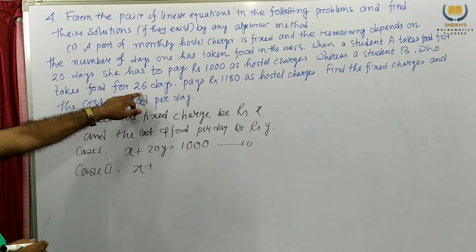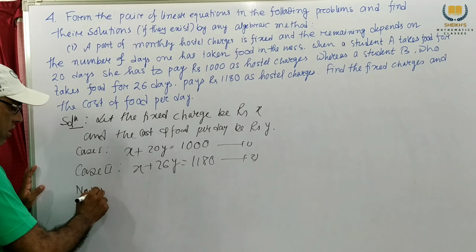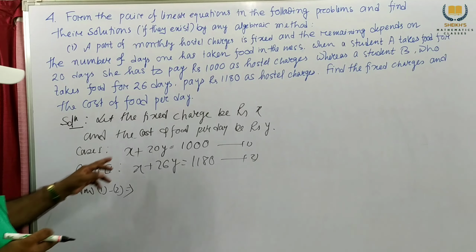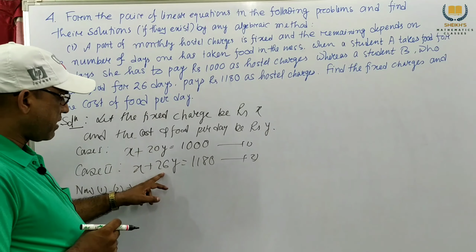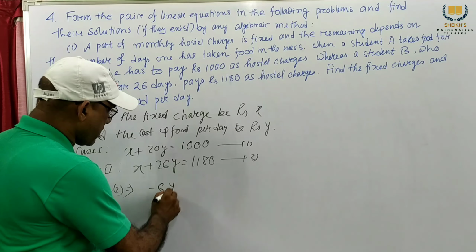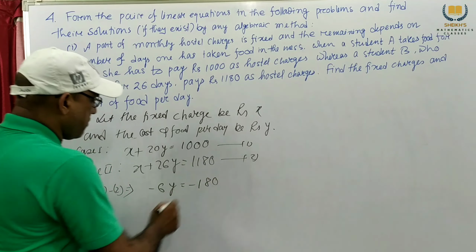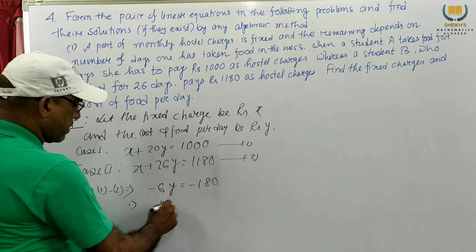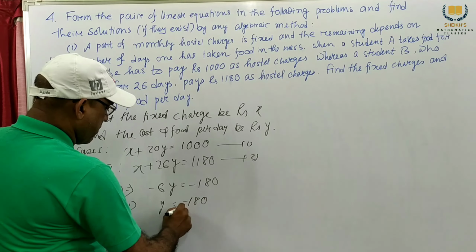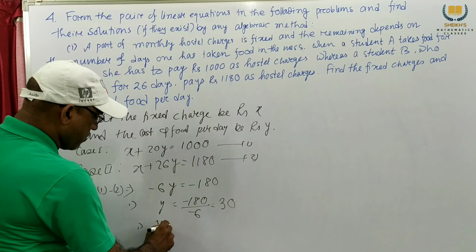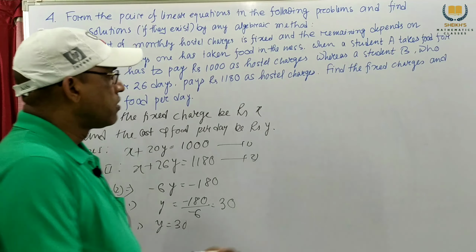So 1, 2. Now any method, we subtract since this x is the same. Now 1 minus 2. This is elimination method. X cancels, 20 minus 26 is minus 6y, and 1000 minus 1180 gives minus 180, and y equal to minus 180 by minus 6, this is 30. This implies y equal to 30.